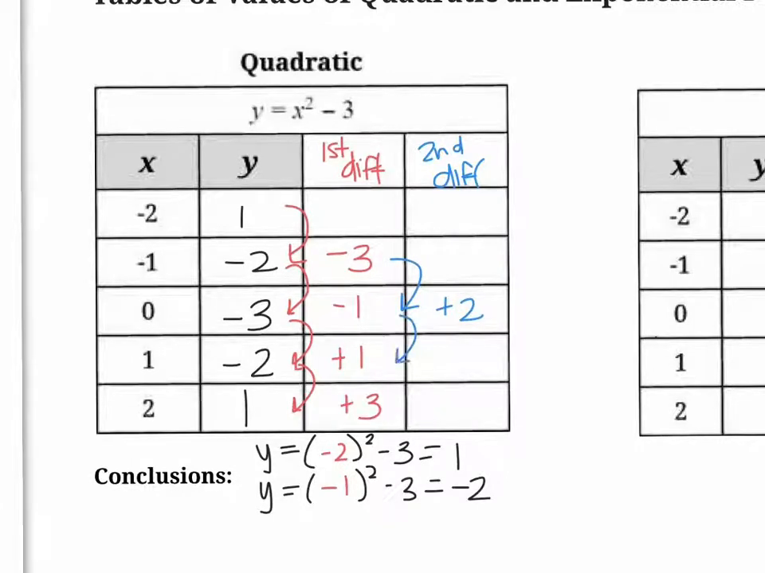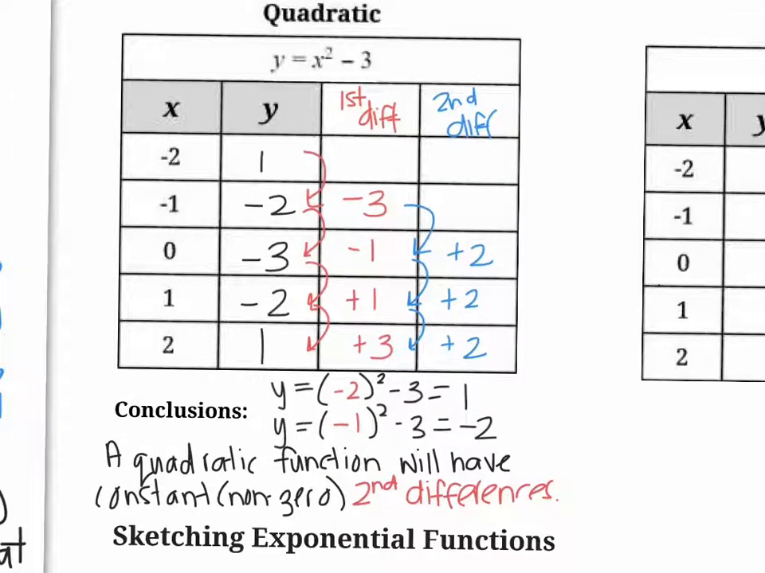Next one, how do we get from -1 to +1? We're also adding 2. How do I get from +1 to +3? Adding 2. And here we can see that the second differences are constant. They're constant and non-zero, so they're not 0. So if the second differences are constant and not 0, that means that this is going to be a quadratic relation. So here's a note that a quadratic function will have constant and non-zero second differences. That's how we can tell from a table.